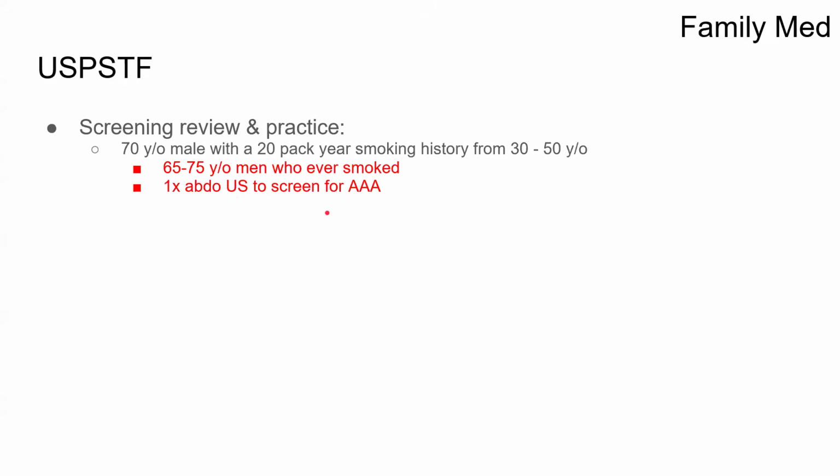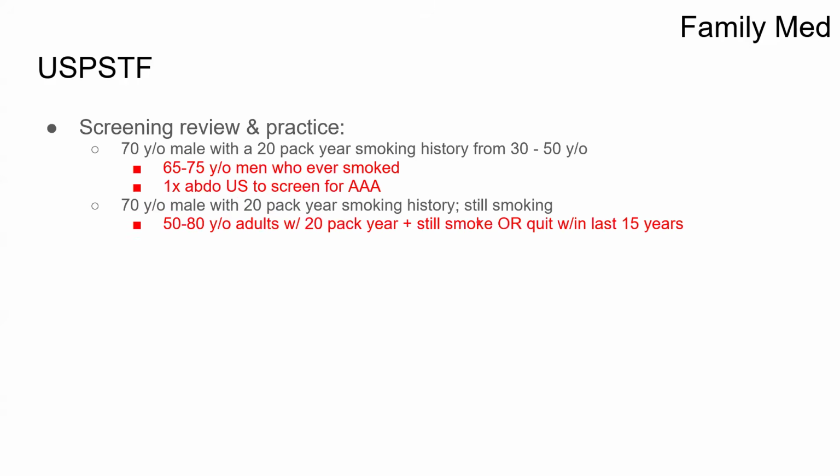Let's say, for example, there's a similar patient, again 70 years old, again with a 20-pack year smoking history, but in this case, they're still smoking. So the demographic changes a little bit. In this case, it is for any 50 to 80-year-old adult with a 20-pack year smoking history who is still smoking or quit within the last 15 years. They get a low dose chest CT to screen for lung cancer.